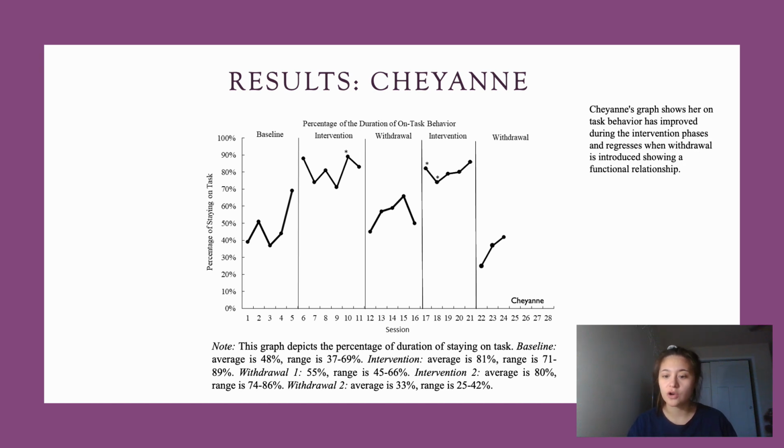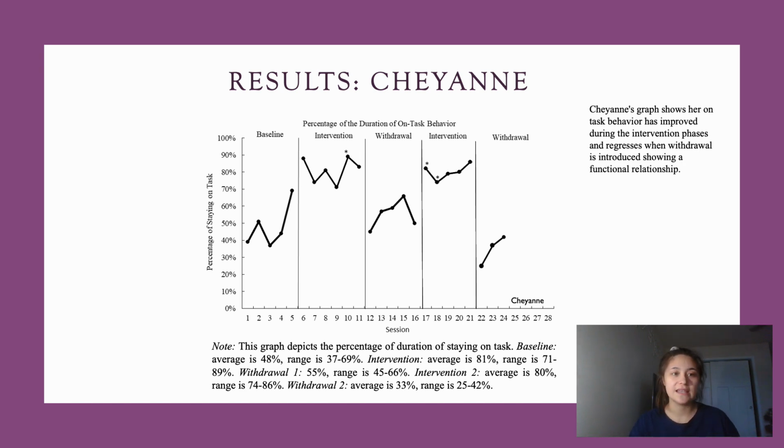For the first withdrawal, the average is 55%. The range is 45 to 66%. Back to the second intervention, the average is 80%. The range is 74 to 86%. And for the final withdrawal phase, the average is 33% and the range is 25 to 42%.